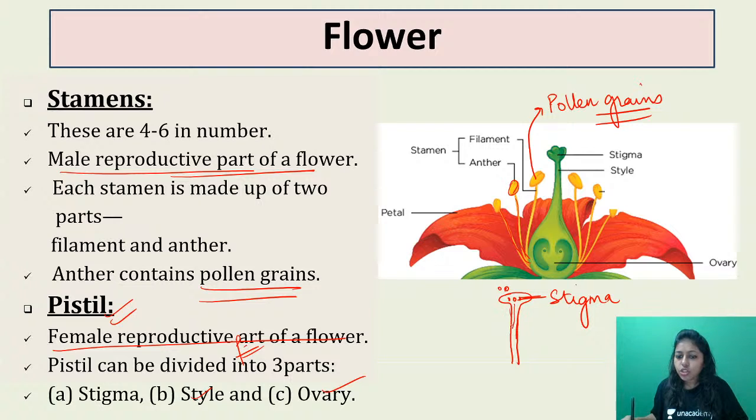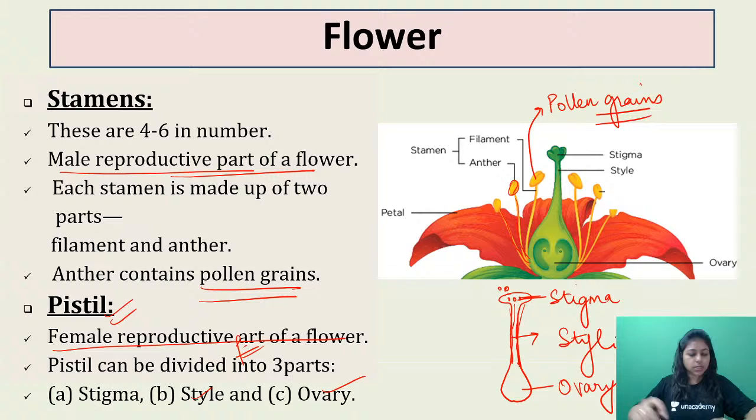Then we have this long tube which goes down from the stigma to the swollen base, which is called the ovary. This is called ovary, and this long tube is called style. I hope it is clear. Any questions? So this is what is called stigma, style, and ovary. Now what do they do? They are the female reproductive parts. These pollen grains which land here go down and reach the ovary. Here we have ovules also.